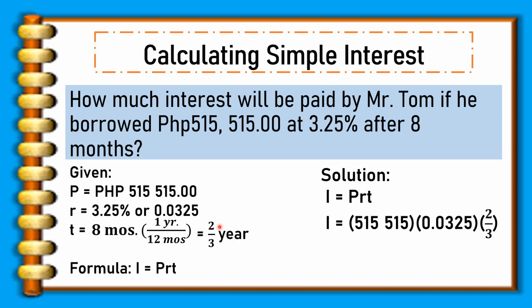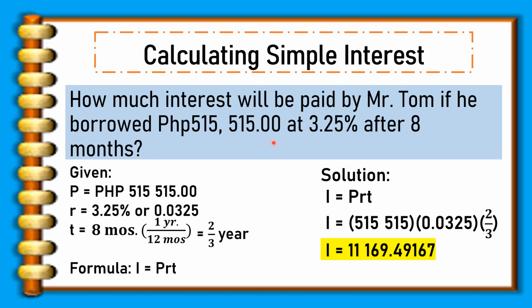As we know, 2/3 is equivalent to 0.666666, and to avoid approximating this number, we will use the fraction form of 2/3. Simply multiply 2 by 0.0325 multiplied by 515,515 pesos and divide the outcome by 3, and it will result to 11,169.49167.